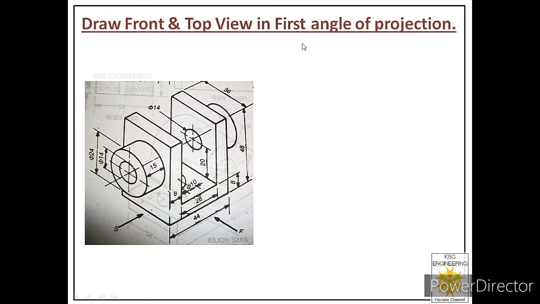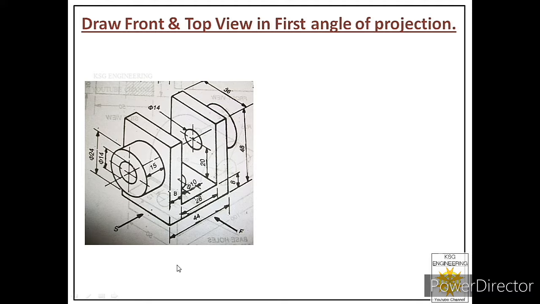As we have to draw this problem in first angle of projection, that means we have to consider that the object is in the first quadrant. So if the observer is standing this side and we are drawing in the first quadrant, that means the position of VP will be behind the object and the position of HP will be below the object.